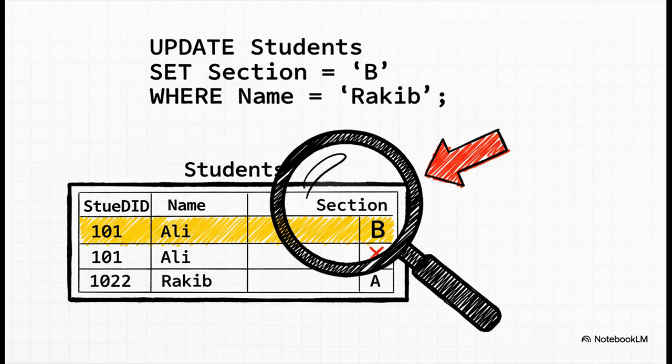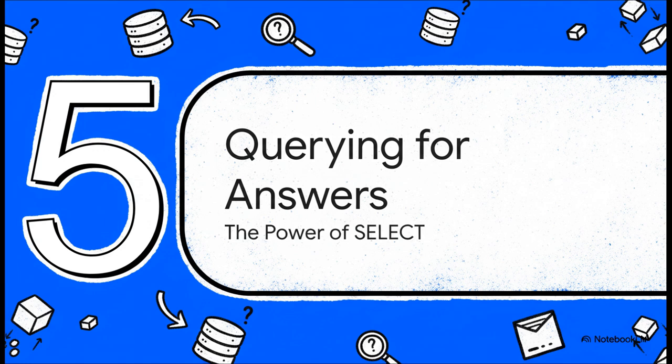But here is the most important part of this whole command, the where clause. This tells the database to only make that change on the row where the name is Rakib. Seriously, if you forget that line, you might accidentally change the section for every single student in the entire table. Okay, so we've built a structure and we've put some data into it. Now we get to the really exciting part, getting answers out of it.